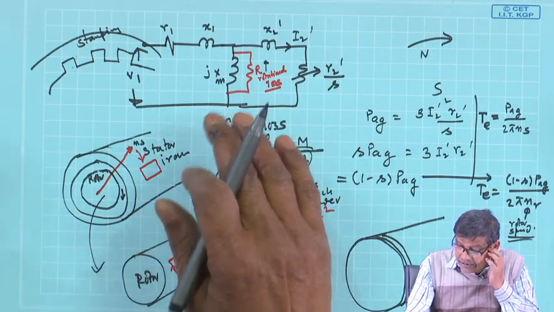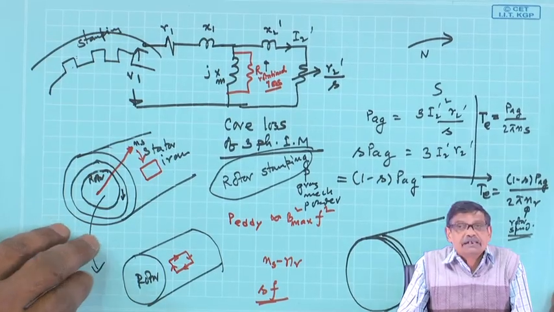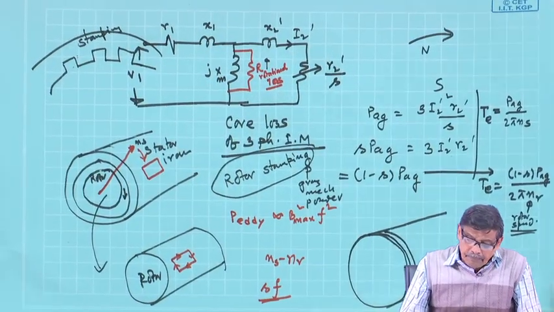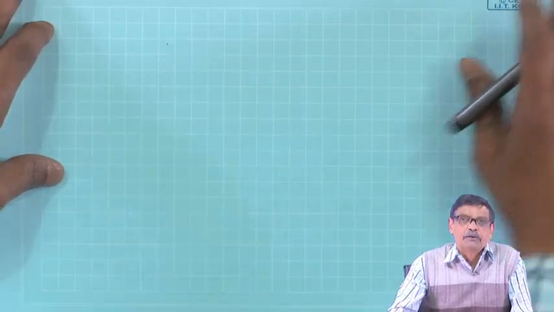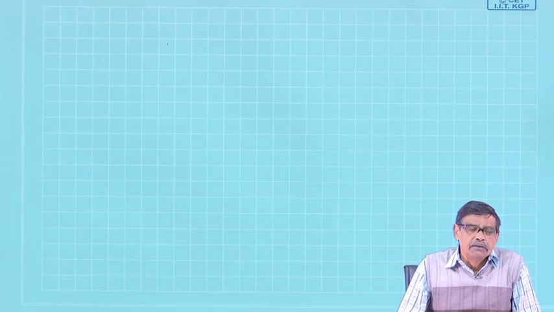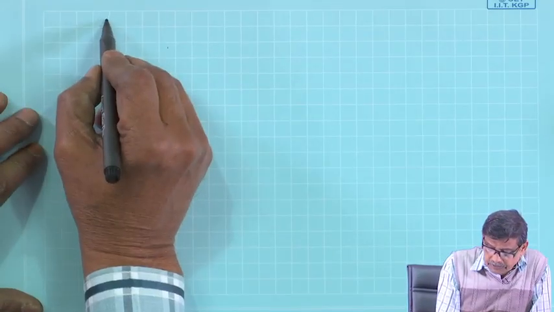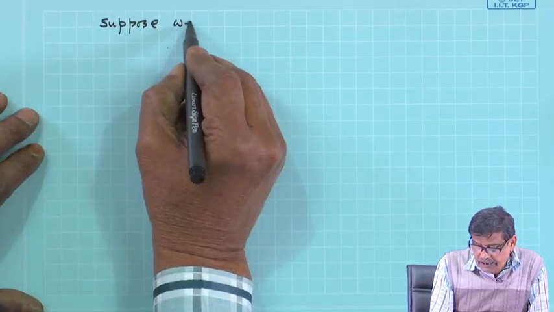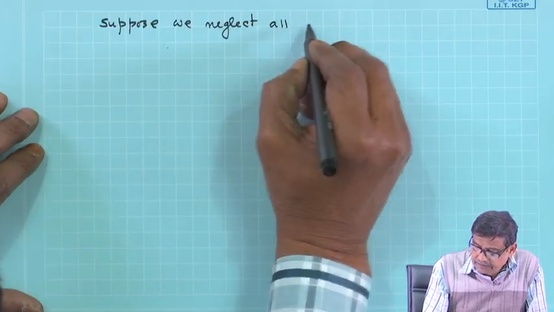Now, I will right now tell today another one thing, that is called the approximate equivalent circuit. So, this is somewhat exact equivalent circuit. Okay. So, one of the approximate equivalent circuits which is very popular, and you will find M. G. Say's book also emphasizes that point. Suppose we say that, suppose we neglect all the stator impedances.